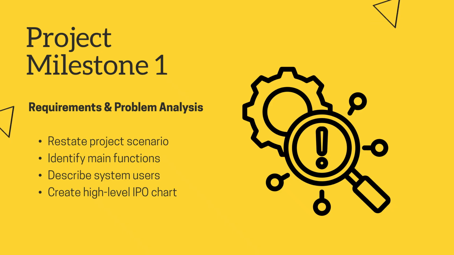Now, also this week, you've got your first milestone for the course project. This milestone is called Requirements and Problem Analysis, and the purpose is to clearly describe what the system needs to do before we actually start designing it. Okay, so here's what you're going to do. You're going to restate the scenario.